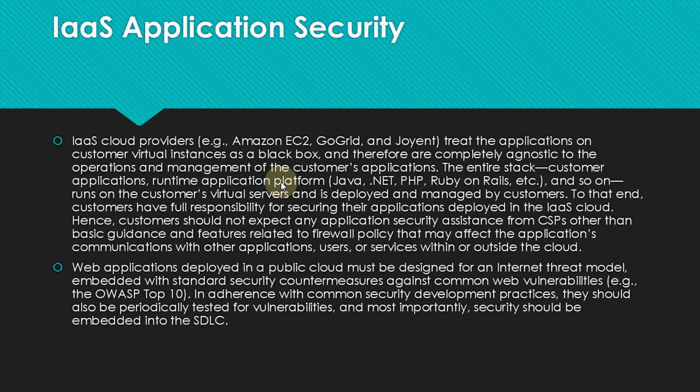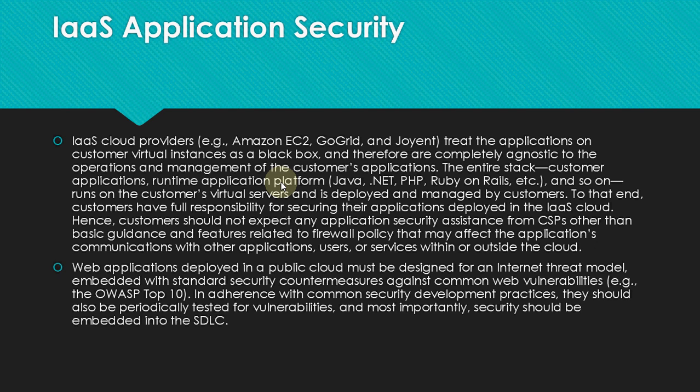The entire stack, customer application, runtime application platform, Java, .NET, PHP, Ruby on Rails, and so on, runs on the customer virtual server and is deployed and managed by the customer. To that end, customers are fully responsible for securing their applications deployed in the IaaS cloud. Hence, the customer should not expect any application security assistance from the CSP other than basic guidance and features related to the firewall policy that may affect the application's communication with other application users or services outside the cloud. What do these IaaS cloud providers think?